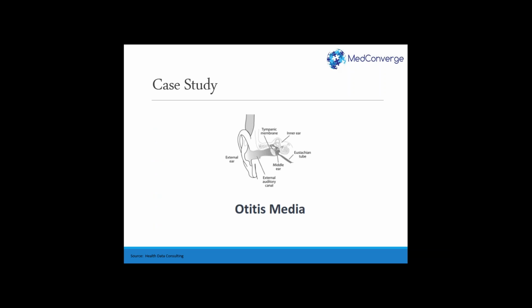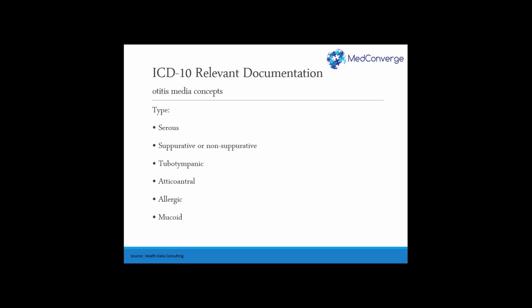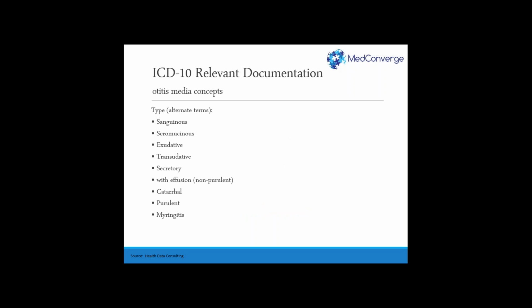Let's do a case study, and this again is a very common condition that you would encounter in a family practice setting, otitis media. Now you all know the types of otitis media: serous, suppurative, tubotympanic, atticoantral, allergic, mucoid. There are also alternate terms for this, right? Sanguinous, seromucinous, exudative, secretory, catarrhal, and so on, right?